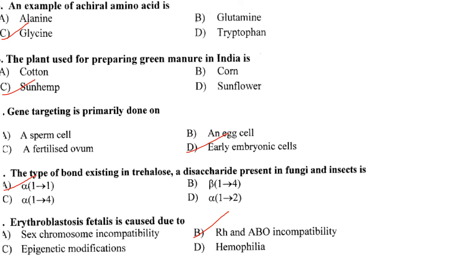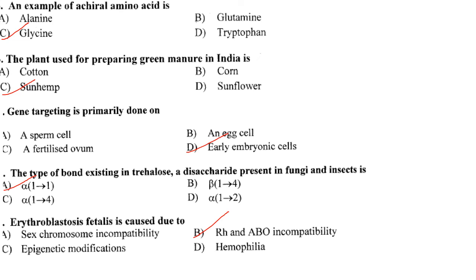Gene targeting is primarily done on. Gene targeting is the process of intentionally altering a genetic locus in a living cell. So it is done during the early embryonic cells. Answer is option D.